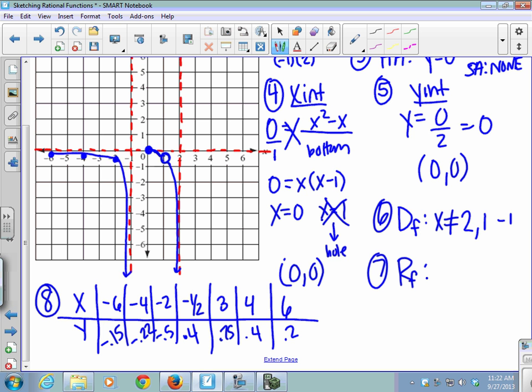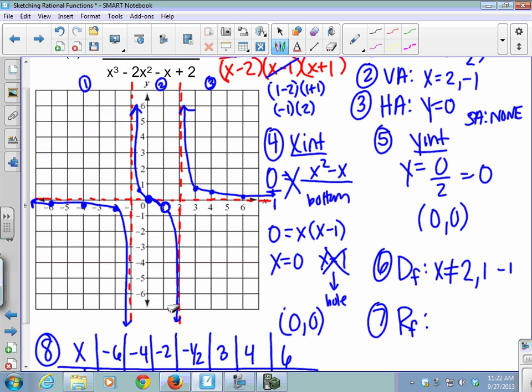So it's going to shoot down and out. Now, -1/2 goes up to 0.4, so that's about right there. These are going to connect, and then it's going to shoot up and follow the asymptote. At 3 it goes up to 0.75, so that's here. 4 is down to 0.4, so that's about there. And 6 is down at 0.2. So these are going to connect, and my graph is going to follow the asymptote. So here is my graph.